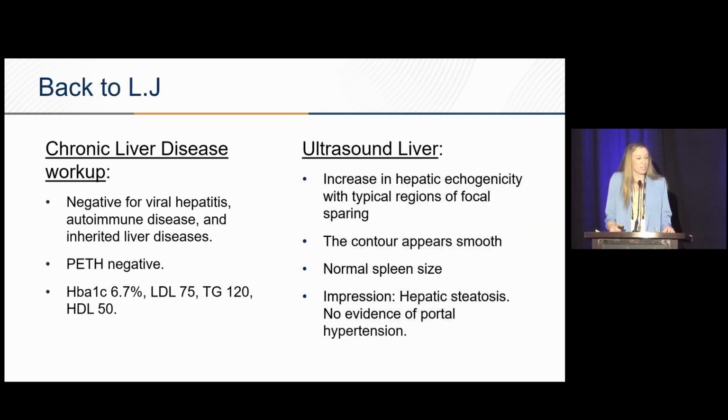So back to our patient, her chronic liver disease workup was negative. Her PEth was negative. On her metabolic labs, you notice that her hemoglobin A1C is 6.7. So unfortunately, she has transitioned into that diabetes group. On the ultrasound, she does have an increase in hepatic echogenicity, which is typical of hepatic steatosis, but the contour of her liver appears smooth and she has normal spleen size. So meaning that we are not concerned for any portal hypertension.